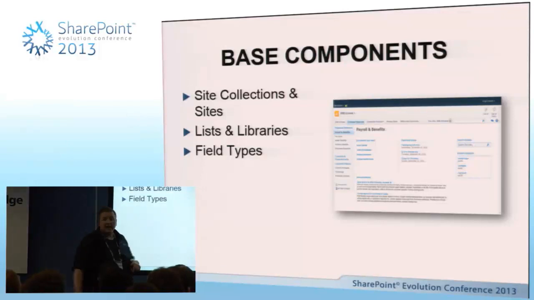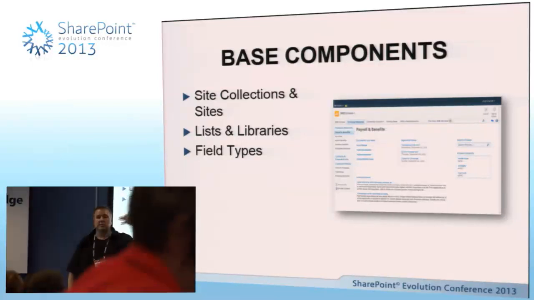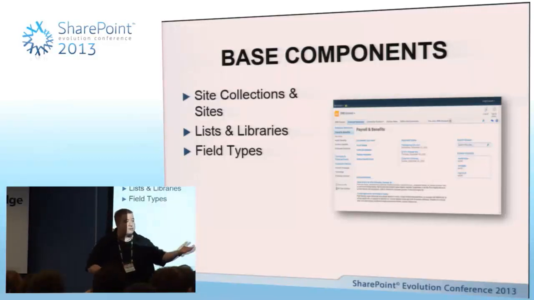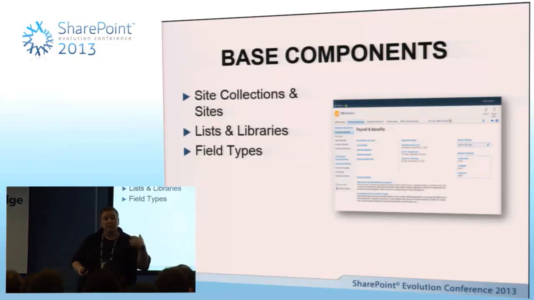But we have our site collections and sites, so how we group that information, how we segment it out, and that kind of stuff. We have our lists and libraries, so where do we put this information? Is it a document that needs to go in a library? Is it just a piece of information that needs to go in a list? How that all works. And then we even have one other level of field types. What type of information are we storing? Are we doing a lookup somewhere? Are we having managed metadata come into this? What are we going to do to do that?